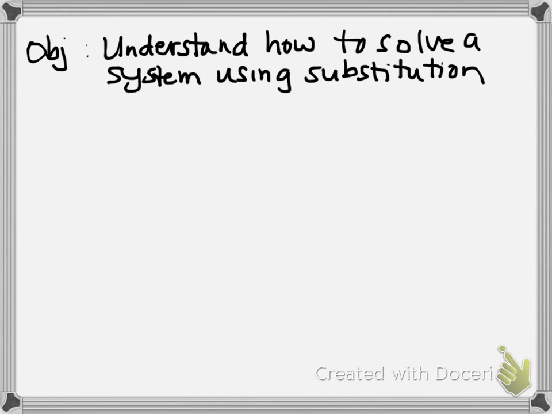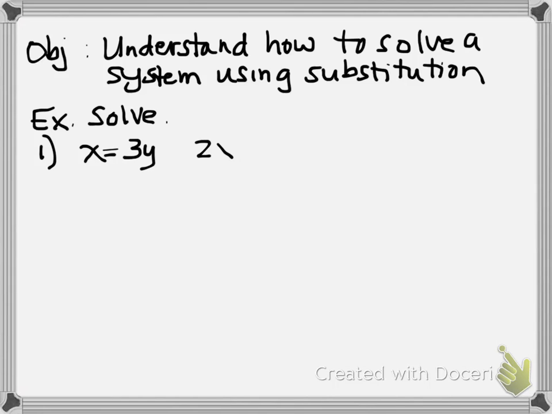Okay? So what I'm going to do is let's go through one problem together, and then we'll go back and we'll write down some steps we need to follow, and then we'll do two more, okay? So let's start with directions are just going to say solve. And we've got x equals 3y, and the other equation is 2x plus 4y equals 20.